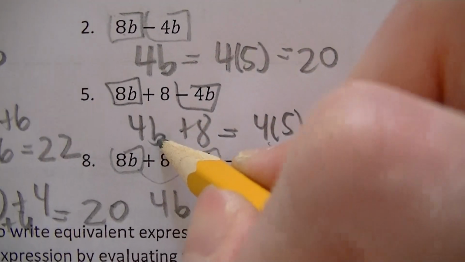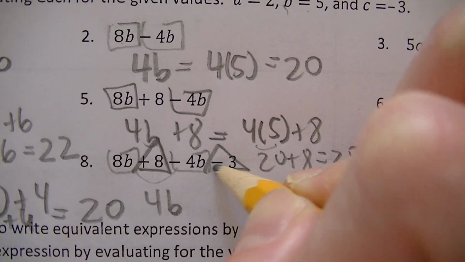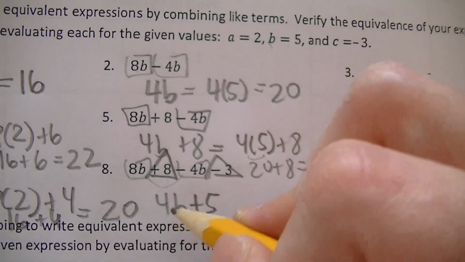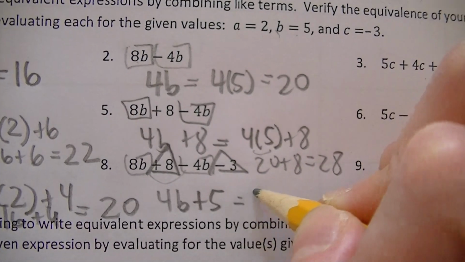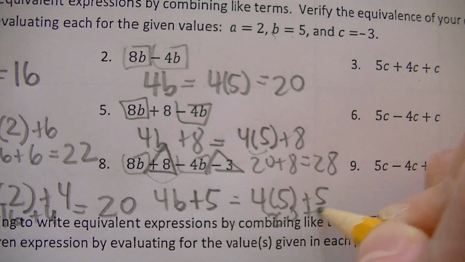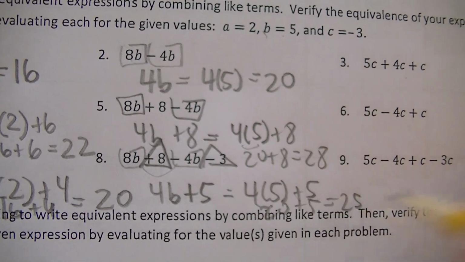Okay, simplify here, 8b minus 4b is 4b. Then we have 8 minus 3, 8 minus 3 is a positive 5. Okay, substitute in that right there. So 4 times 5 plus 5. This is 20 plus 5, which is 25.